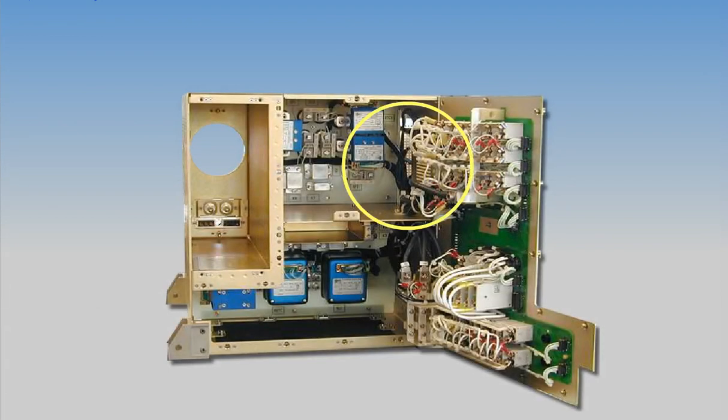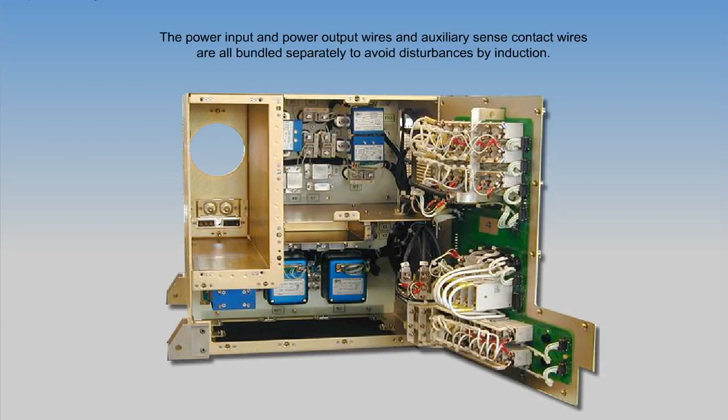The feeder wire bundles and load output wire bundles to the DC circuit breakers are separate from the wire bundles to the AC circuit breakers. The power input and power output wires and auxiliary sense contact wires are all bundled separately to avoid disturbances by induction.